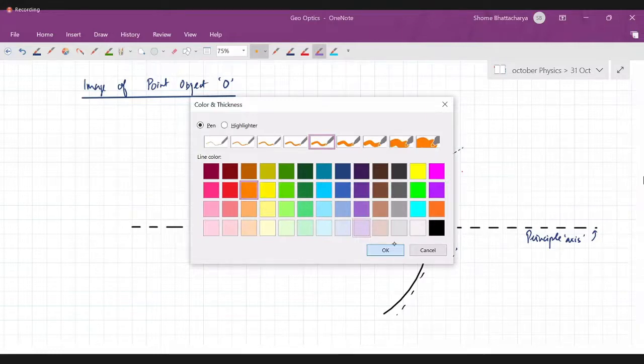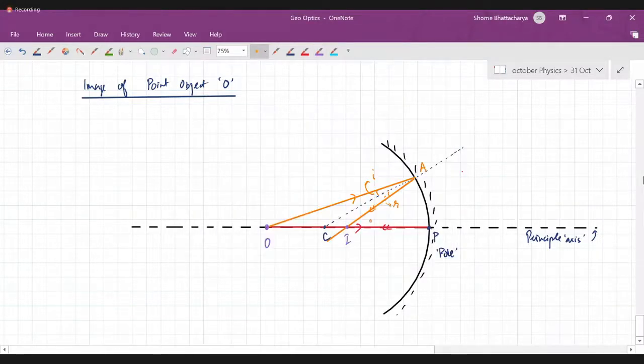real image because they are actually intersecting at this point. So to observe that image, we will have to place a screen at that point I or a photographic plate which will receive that image. We will not be able to see this image with the naked eye like we see for a virtual image. It's not behind. So imagine O is a small LED bulb or a candle tip or something. O is a point object.